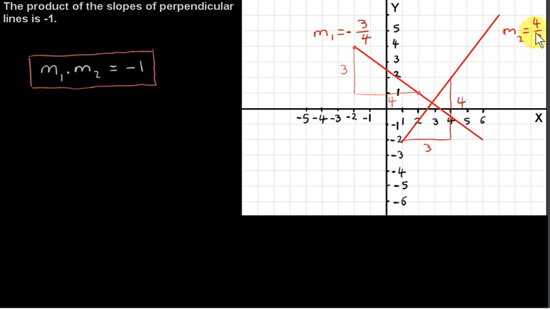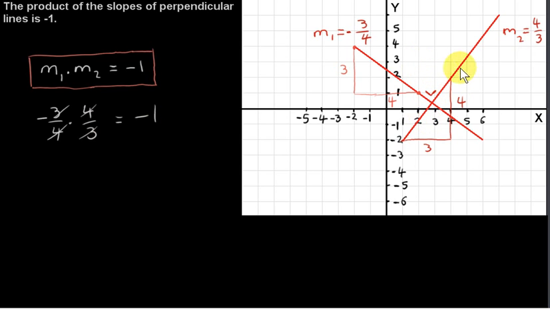You can see that if we multiply these two slopes together, we take -3/4, which is M1, and multiply by 4/3, which is M2, we end up getting -1. 4's cancel, 3's cancel. We have -1 by 1 is -1. So these lines are at right angles to each other.